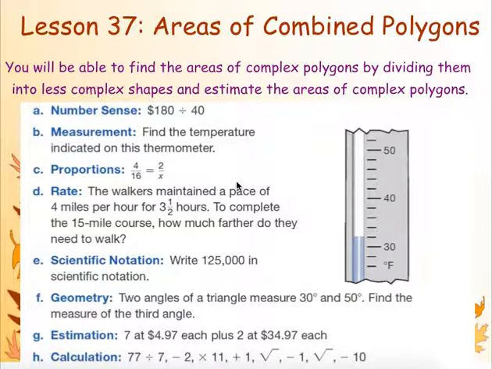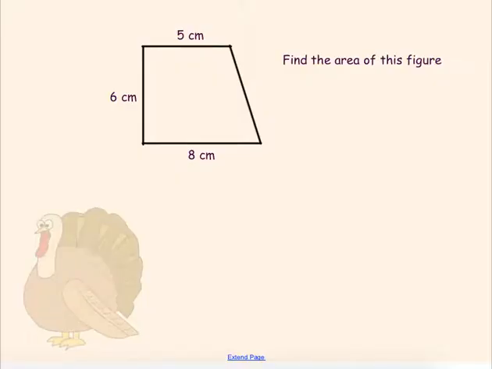So first we'll look at some areas of combined polygons, being able to take some complex shapes and figure out what the area is by turning them into less complex shapes, basically splitting them up. So we could look at this trapezoid and say, sure, we remember the formula for a trapezoid, or we could split it into a rectangle and a triangle.